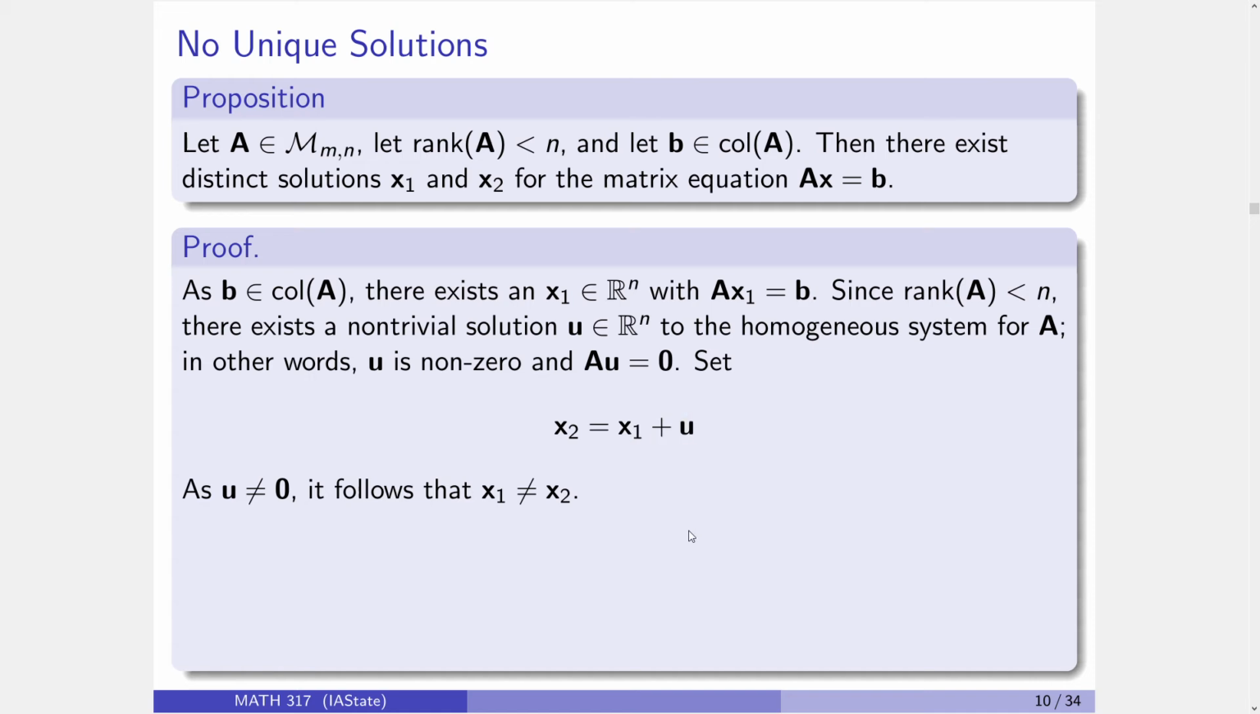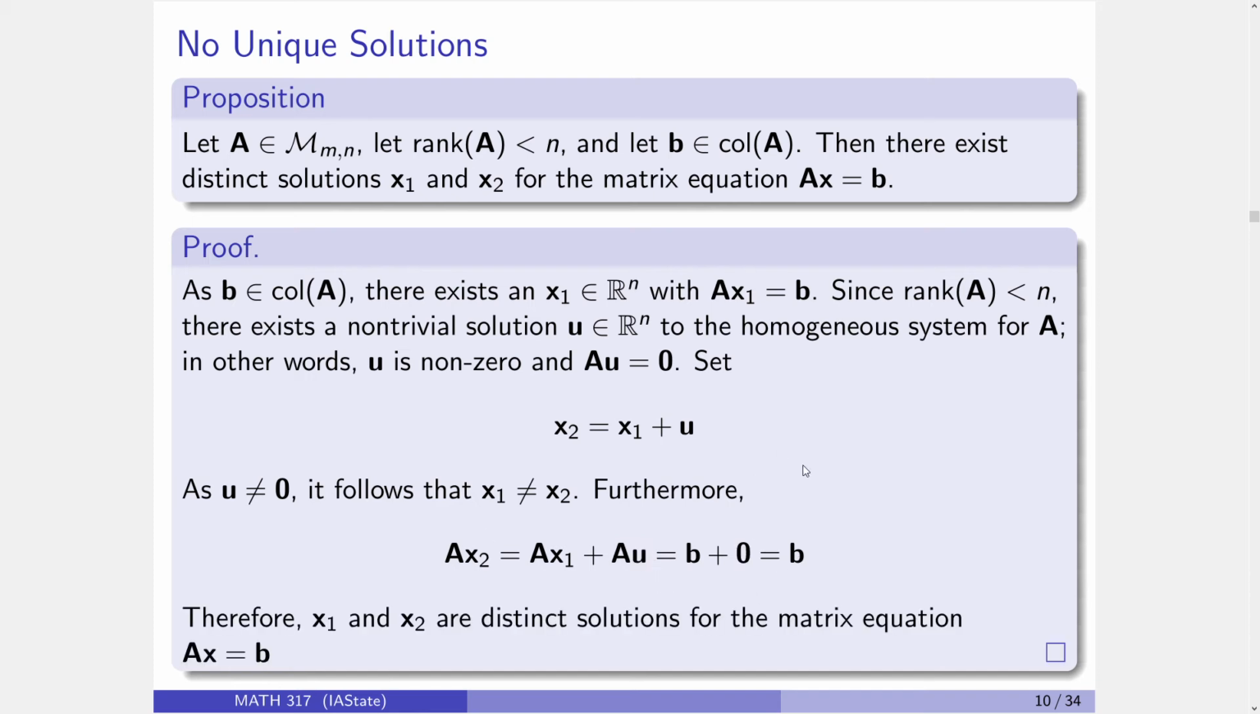Where have we seen this before? Note that this is non-zero, so x2 and x1 cannot be equal. And if I look at A times x2, matrix multiplication is linear, so it distributes the way you want. This is equal to b, because b is in the column space, and that's where this x1 came from. And hey, this is a solution to the homogeneous, so that's equal to 0. And there we go, we have two distinct solutions to Ax equals b.